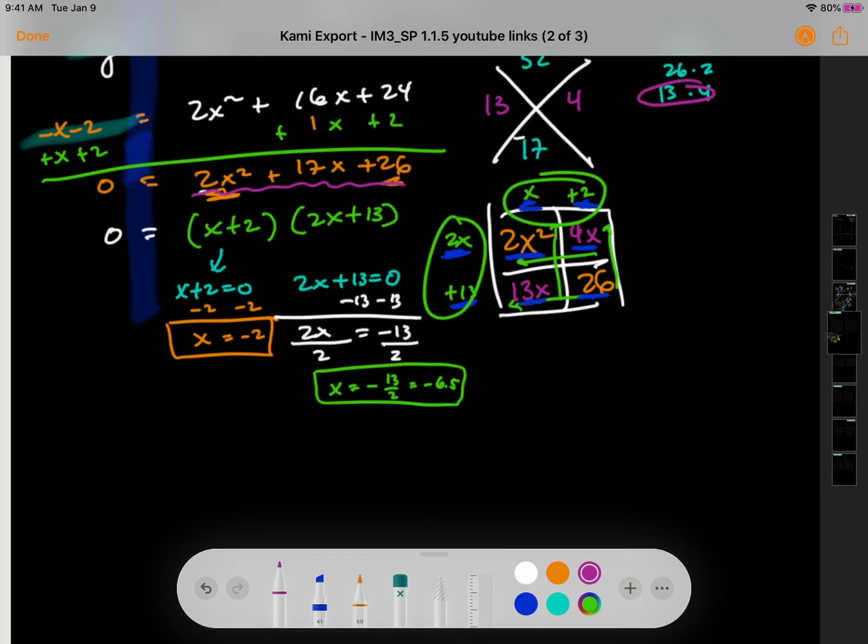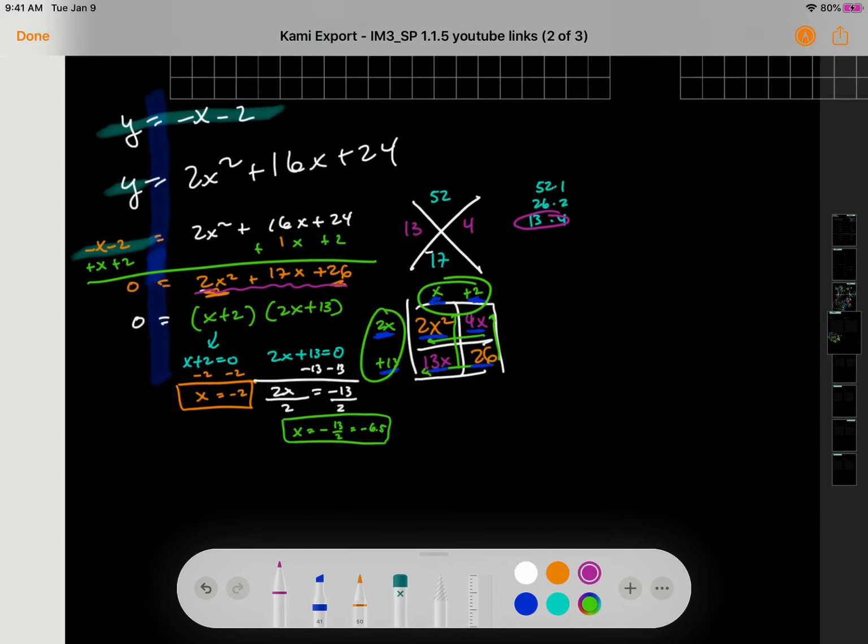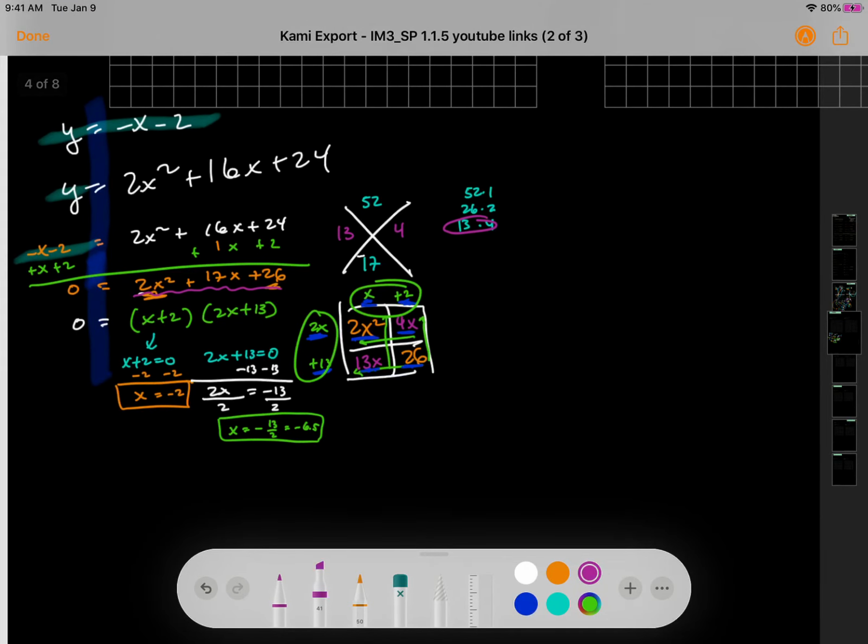Okay. So let's go ahead and get a y value. And the easiest way to get a y value is using this linear equation, because it's the easiest to work with. So let's go ahead and bring it down here.